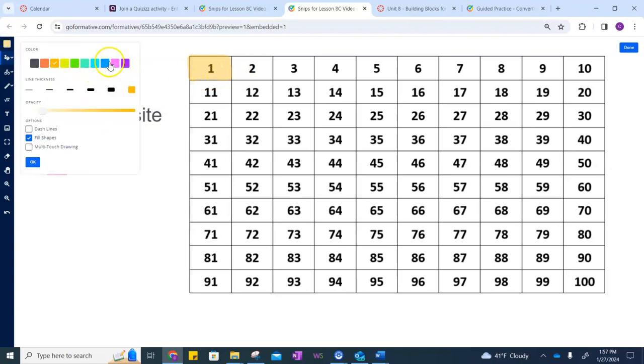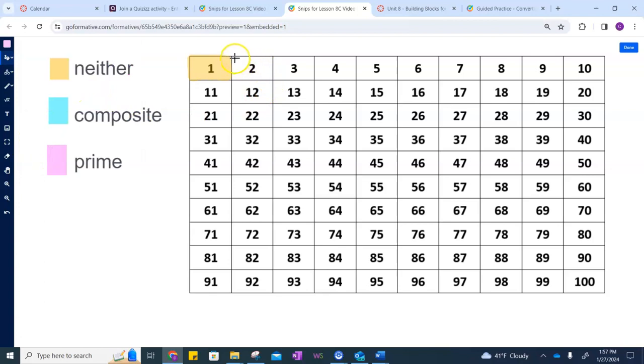The number 2 is prime because it only has two factors. It only has 1 and 2. Those are the only two whole numbers that divide evenly into the number 2. All right, now we are going to be using those divisibility rules to try to quickly identify all the different primes and all the composite numbers on this chart from 1 to 100.